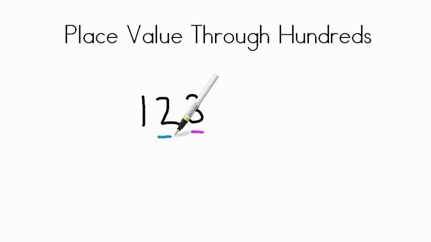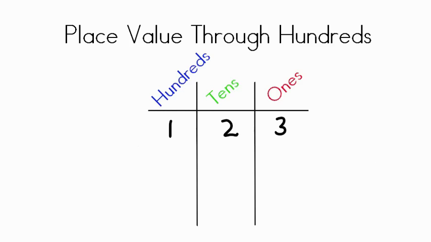But with place value, our question is what does this 3 really represent? What does this 2 really mean? And what does this 1 really mean? So we're going to take a look at this number and break it apart so that we can see what each one of these digits really represents. So here we have the number 123, and now we have them labeled by what each one of these numbers actually represents.